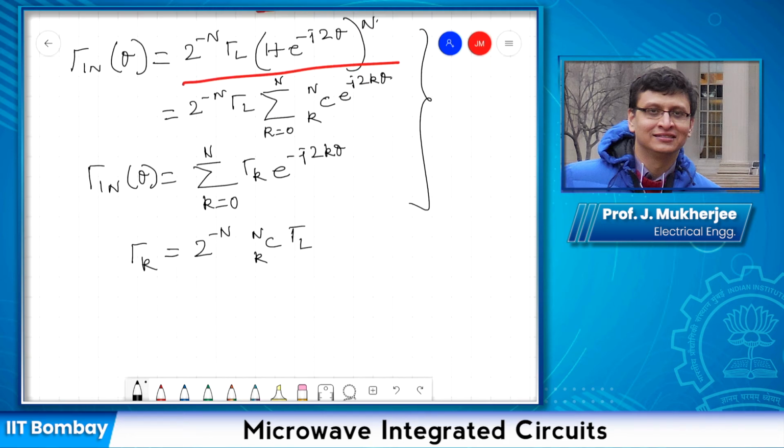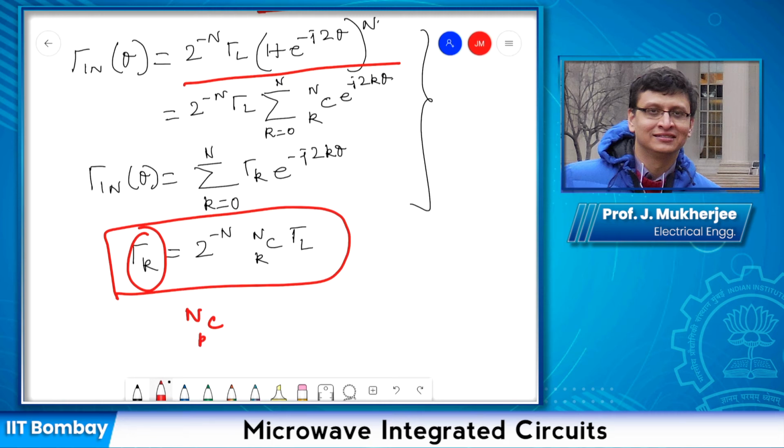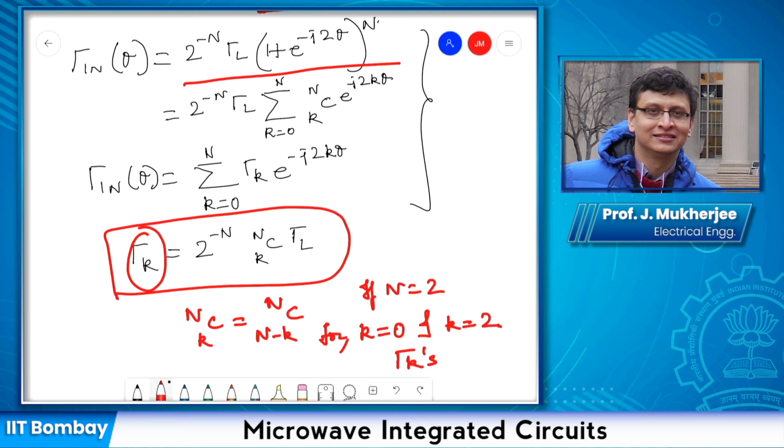Now what are the observations of this expression? First is that the values of gamma k are symmetric. That is because nCk is equal to nC(n minus k). So for example, if n equal to 2, then for k equal to 0 and k equal to 2, my gamma k will be the same.